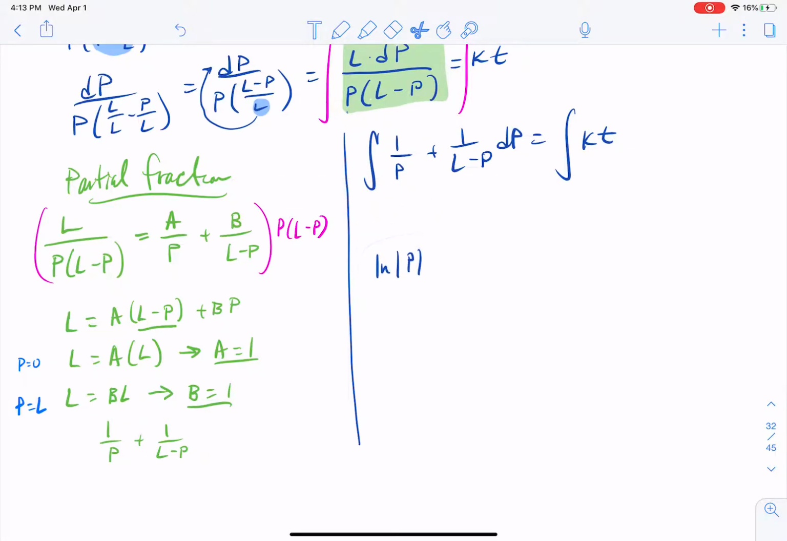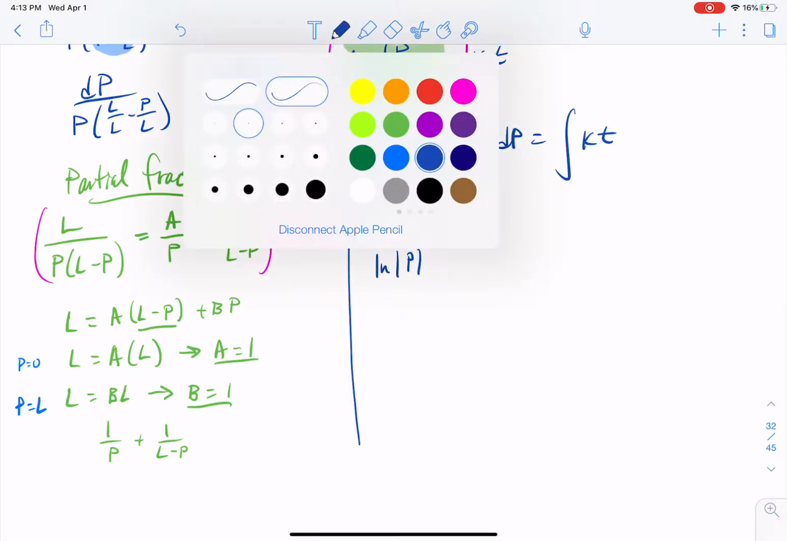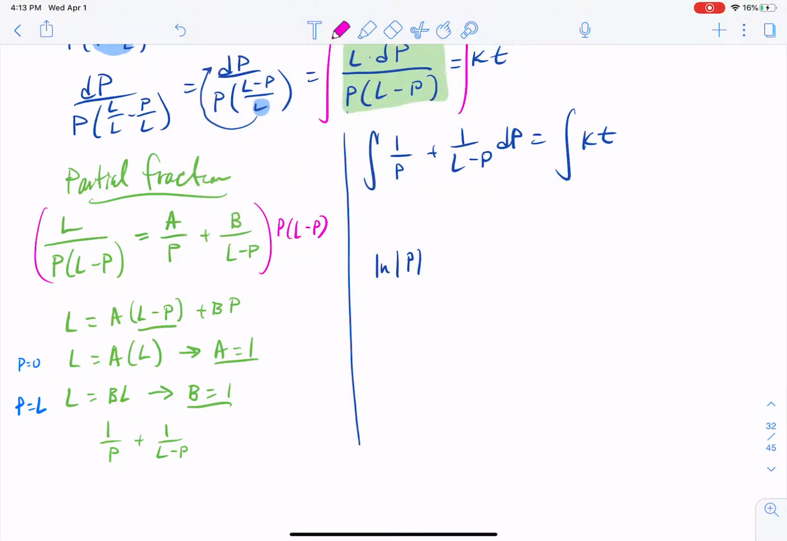Move this thing down here. Okay. And the reason why is because we have a composite function. I need to check it by u substitution and see what we have to fix. So our u should be L minus P. Remember, P is the variable here. So du is equal to negative dP.